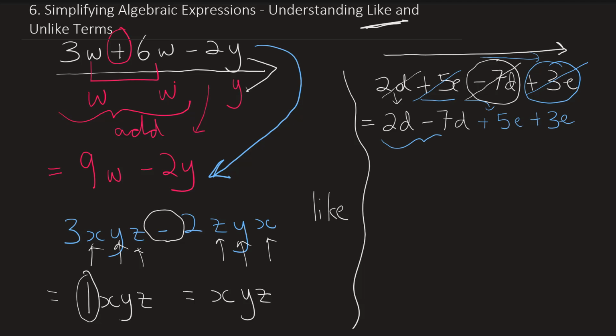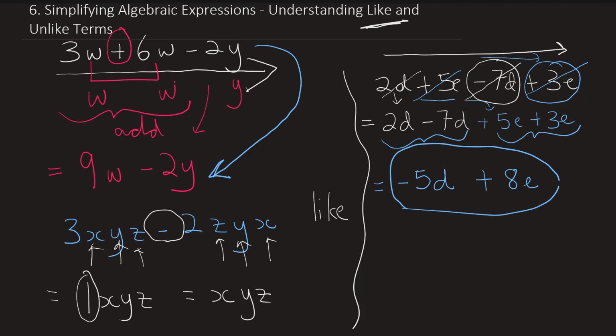These two terms are like terms. So I'm going to add the numbers, or in this case subtract. 2 minus 7 is minus 5, and the variable is d, plus these two terms are like terms. 5 plus 3 is 8, and the variable name is e. So this is the simplified expression of that expression there.